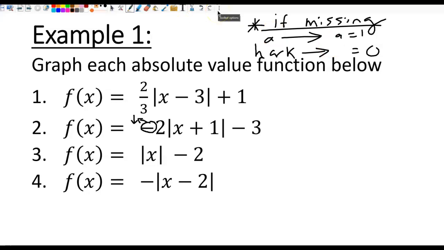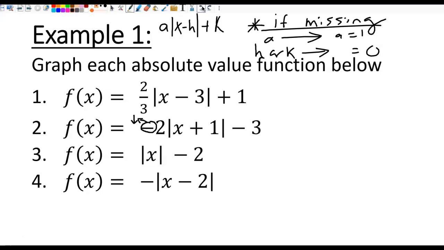So what do I mean by A, H, and K? Remember the formula I gave you at the beginning of class today. If you're missing the A, if there's nothing in front of the absolute value bars, then you can assume it's a 1. If you're missing the H or the K, then you can assume they're a 0.